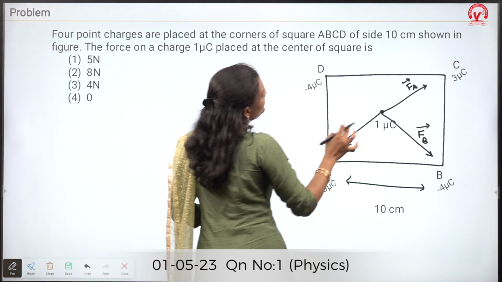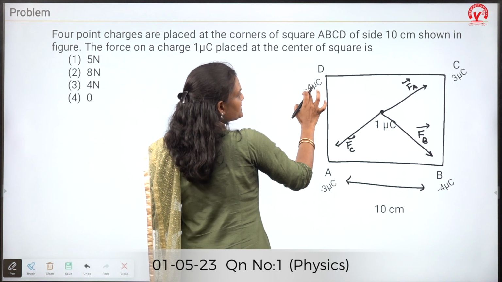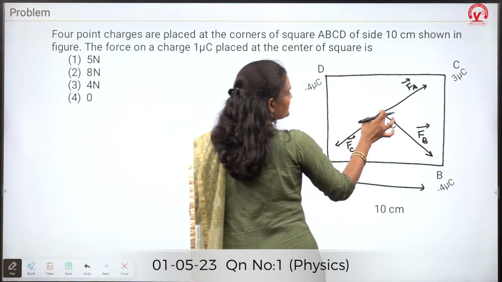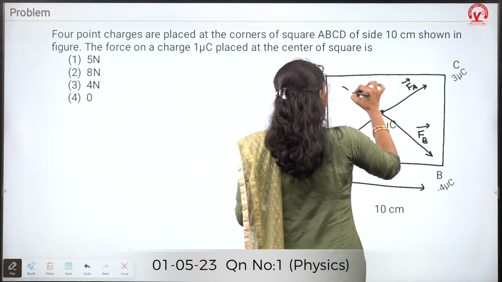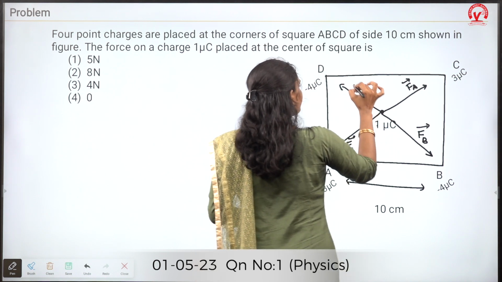And come to D now. D is a negative charge, minus 4, and the center has a positive charge, plus. So there is an attractive force, FD.